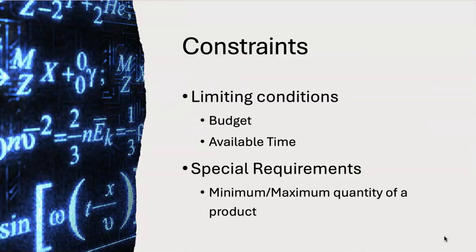Then, after the objective function, we have some constraints. Now, these are limiting conditions. It could be the budget that we have, the money that we have available to spend. It could be the time available to get production done. Or it could be some special requirements given, possibly by a customer, that says the minimum or maximum quantity of a particular product to be made, or the minimum content of a certain input. Right? So any special limiting condition is a constraint.